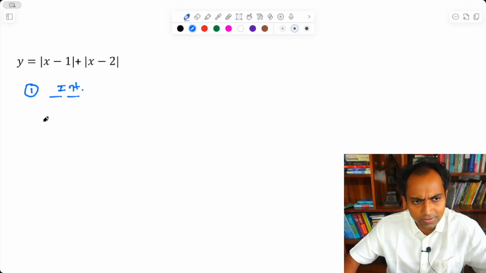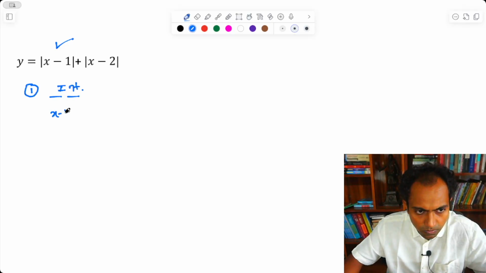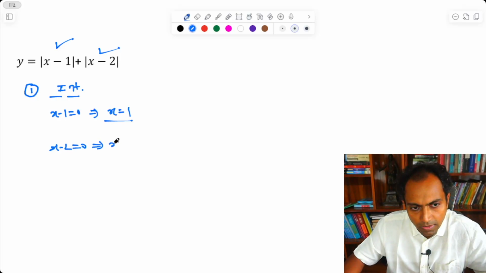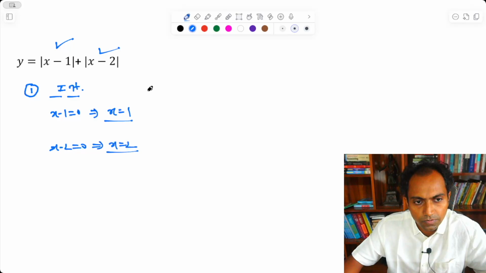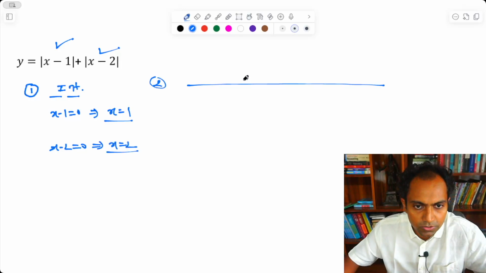For that, there is a very simple step. Whatever is inside this mod, you put that equal to 0 and get a value of x from there. So x comes out to be equal to 1. Similarly, I can put this part equal to 0, that is x minus 2 equal to 0, and get a value of x from there. In my step 2, I can take my number line and plot these points on it. So I have got 1, I have got 2.